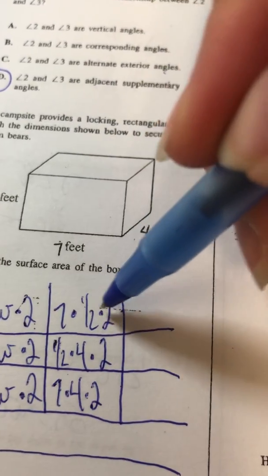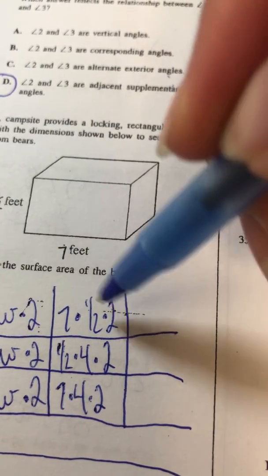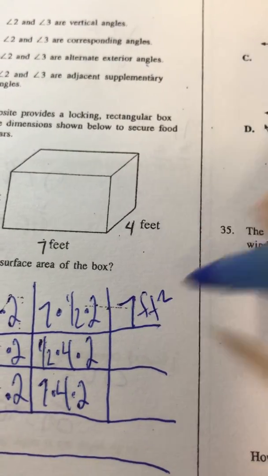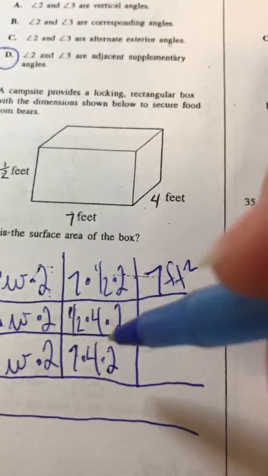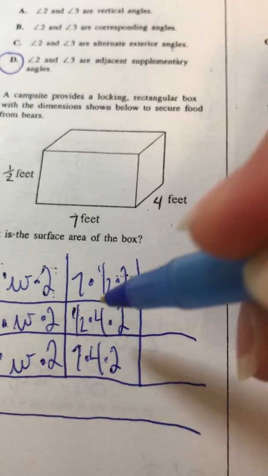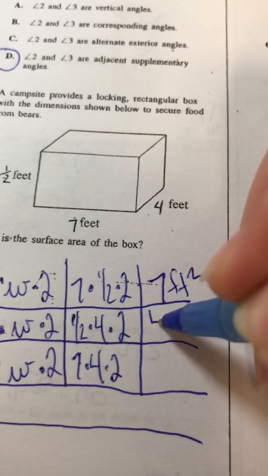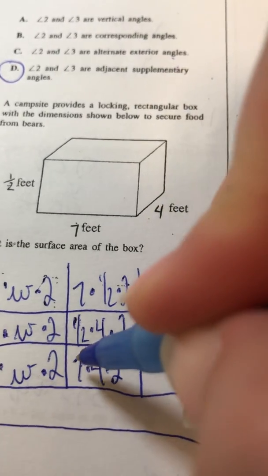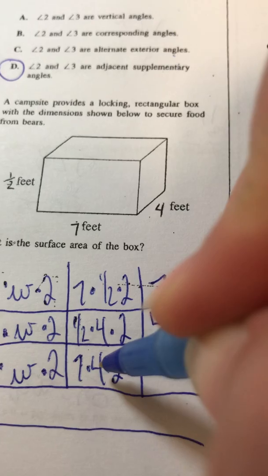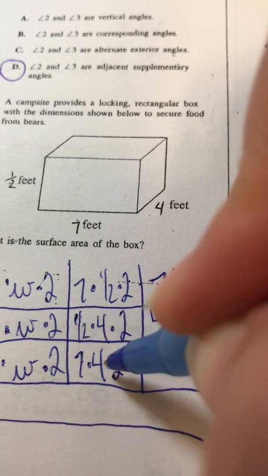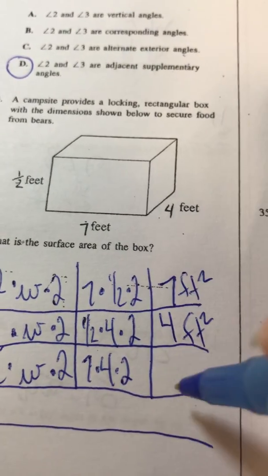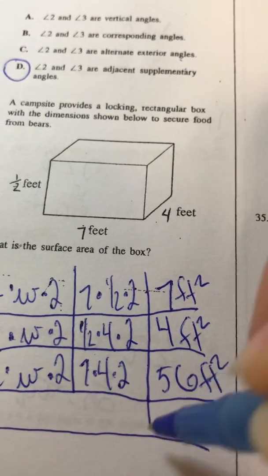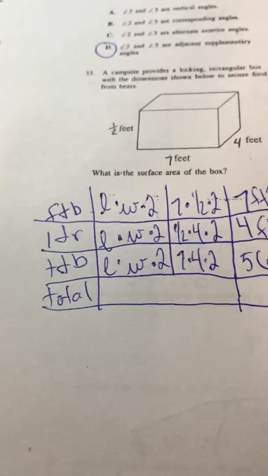So I'm going to multiply a half times 2, that gives me 1. 1 times 7 is 7 square feet. Half times 4 is 2. 2 times 2 is 4 square feet. 7 times 4 is 28. 28 times 2 is 56 square feet. Then I add those together for my total.